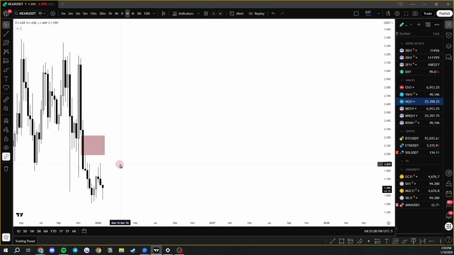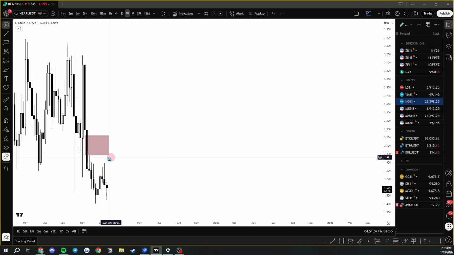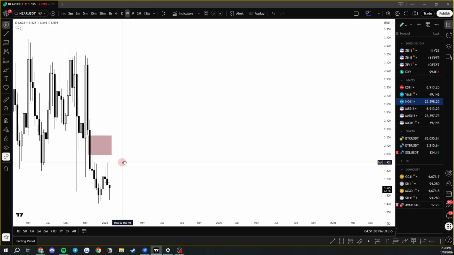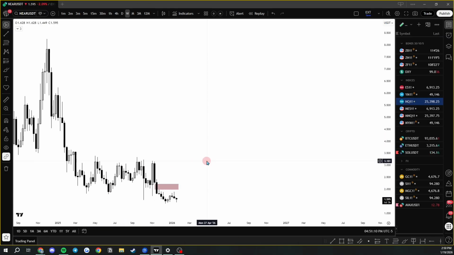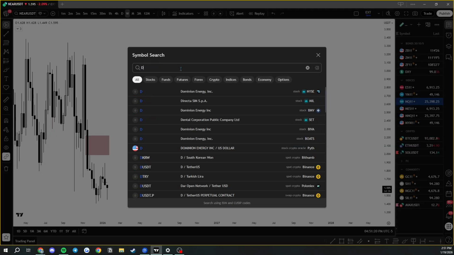Yeah, I mean, NEAR does not look good. I was looking for a move up into here, and we just fell short of it, right? So we were bearish, but we didn't necessarily get a setup, and that happens sometimes, right?